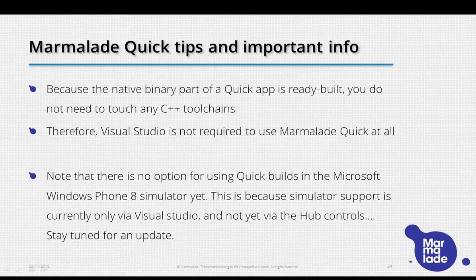Quick is quite nice, as we saw, that basically the C++ bit is ready built, so you don't actually need Visual Studio at all. One thing to note is that it should be fairly easy for us to extend the desktop simulator support, the Microsoft simulator, to run quick builds, but at the moment the simulator option is only available from inside Visual Studio, so from the hub you can't select it as either a deployment or a testing option. Stay tuned, hopefully we'll have an update out soon that'll let you use the simulator for quick as well.